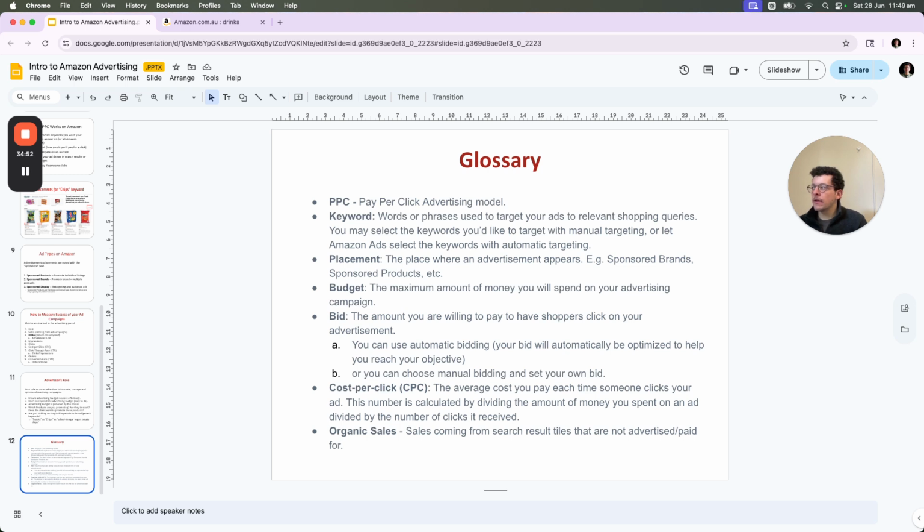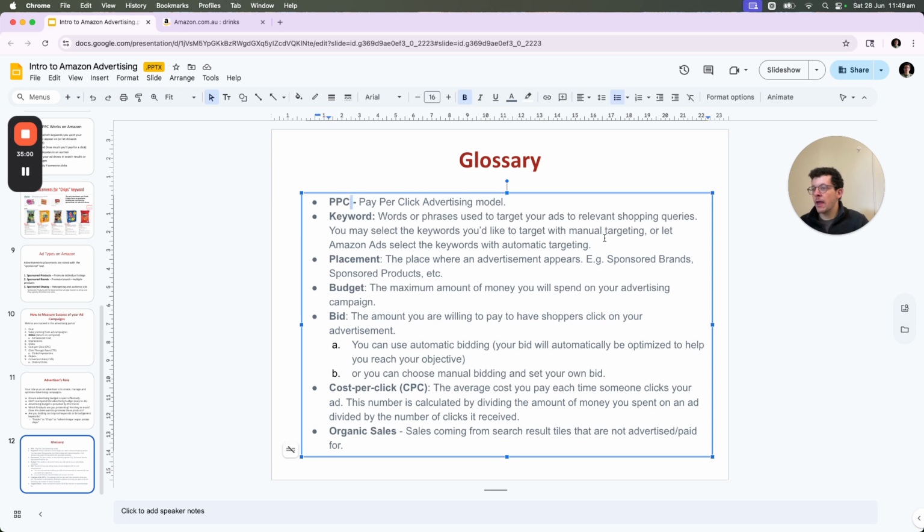And then just to summarize in terms of a glossary, PPC, short for pay-per-click, is the advertising model that Amazon advertising uses. Same as Google ads, YouTube ads, Facebook ads, all kind of work the same way. Keywords, so these are the words or the phrases that you're using in your ads that you're trying to target. You may select keywords you'd like to target with manual targeting, or you can let Amazon Ads select keywords with automatic targeting. I'll go through these in a future video in more detail.